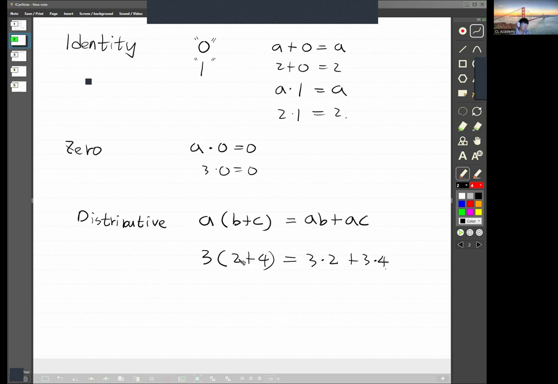By PEMDAS, parentheses first. So 3 times 6, and that is 18. Now, 3 times 2 is 6, and 3 times 4 is 12. So 6 plus 12 is 18. Oh, they are equal. Then why do we call it the distributive property? You can simply distribute this 3 to the two other terms. That's why we call it the distributive property. This is a very important one. We're going to use it.